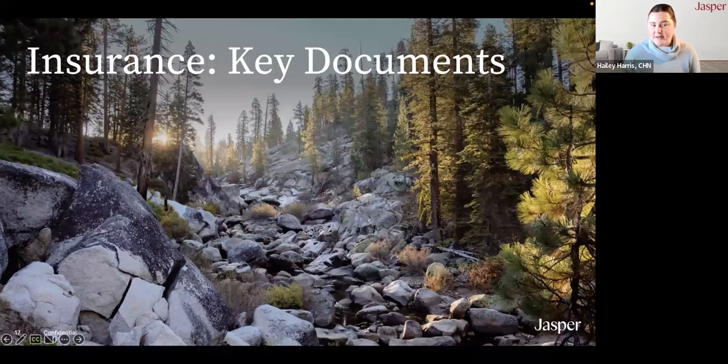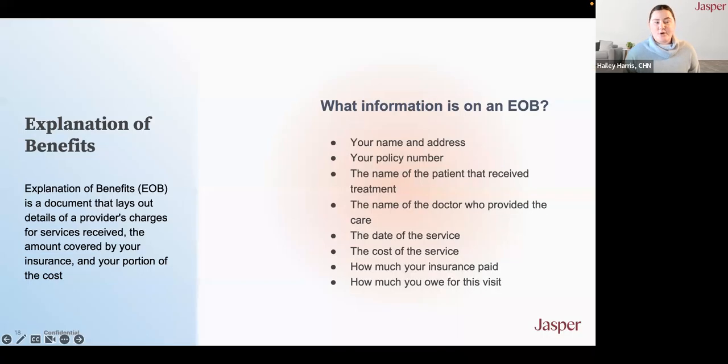Okay, so now we're moving on to key documents that are associated with your health insurance plan. First up is an EOB, or an explanation of benefits. This is something the insurance company sends you when it gets a request for payment for one of your healthcare services. An EOB is not a request for payment from you. So when you receive this, this is not a bill to you. This is more or less a statement of what is requested to be covered by your insurance company.